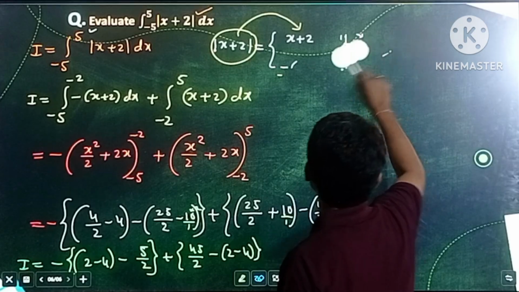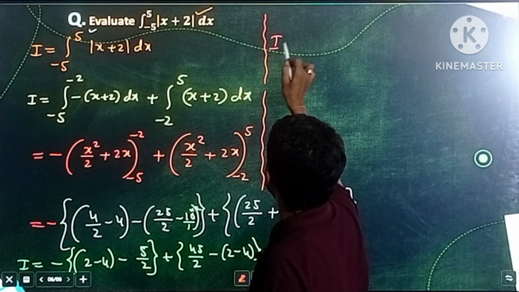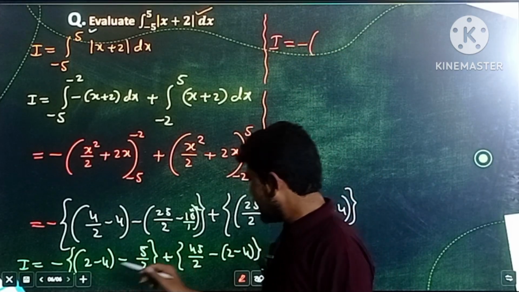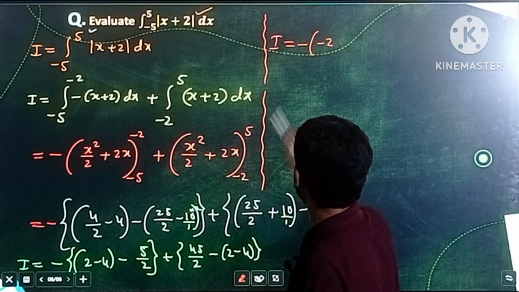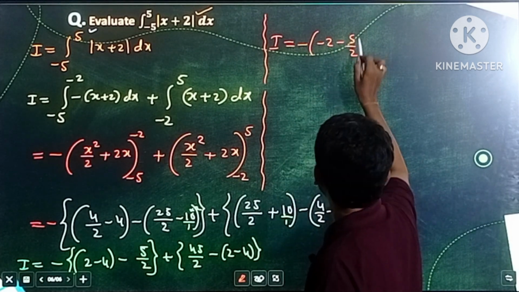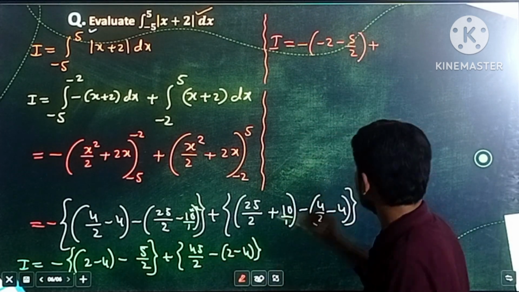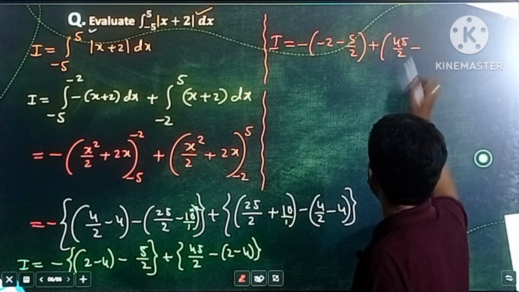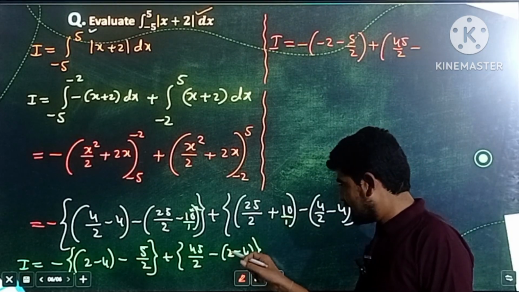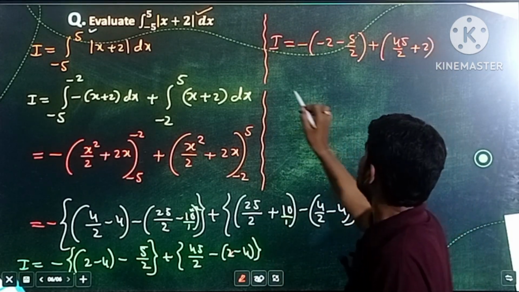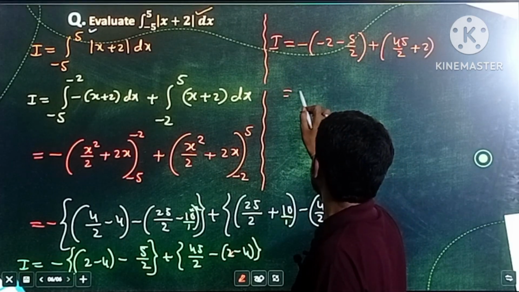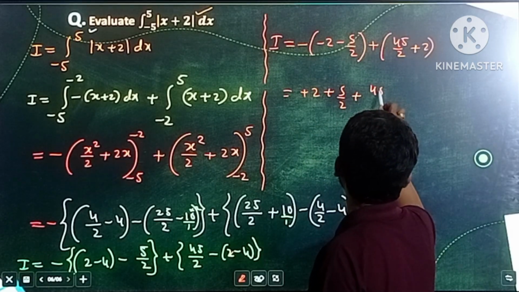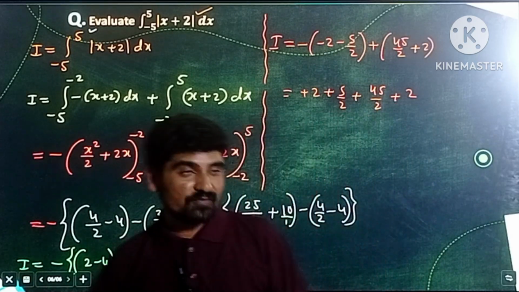So now see here in the next step, I is equals to, see here, the minus outside as it is, into 2 minus 4 is minus 2 minus 5 by 2 minus 5 by 2 plus here also same thing 45 by 2 45 by 2 and then minus as it is 2 minus 4 is minus 2, minus into minus plus 2, which is equals to multiplying this minus into minus 2 plus 2, minus into minus 5 by 2 plus 5 by 2 plus 45 by 2 plus 2. I hope all of you understanding.